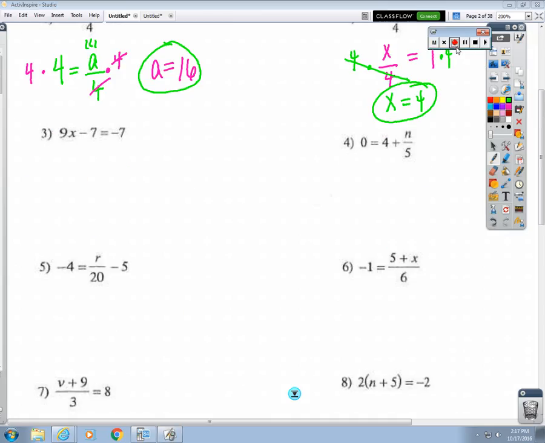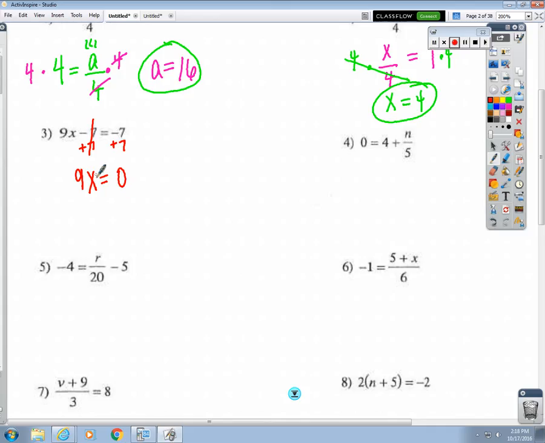Let's go and look at these. Number 3, what do you do first? Add the 7 to the other side. Okay, over here, negative 7 plus 7 is 0, so you can just cross it out. We're leaving 9x on this side. And on the right side of the equal sign, negative 7 plus 7 is 0.